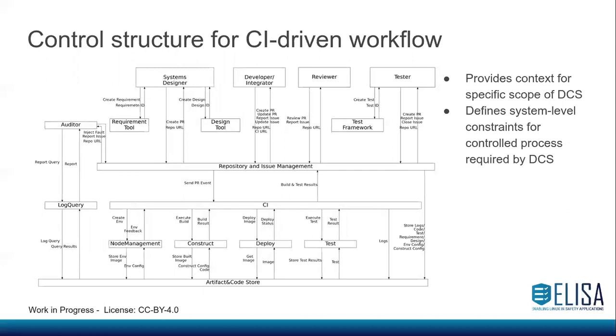So this is a control structure that we developed for describing the overall continuous integration workflow. We use this to help to define the control process that we'd need around DCS in order to meet our goals. Many of the constraints that we identified came from our past experience with this sort of workflow and the sort of mechanisms that we put in place before. But we wanted to analyze them systematically to understand how they applied to our safety goals.